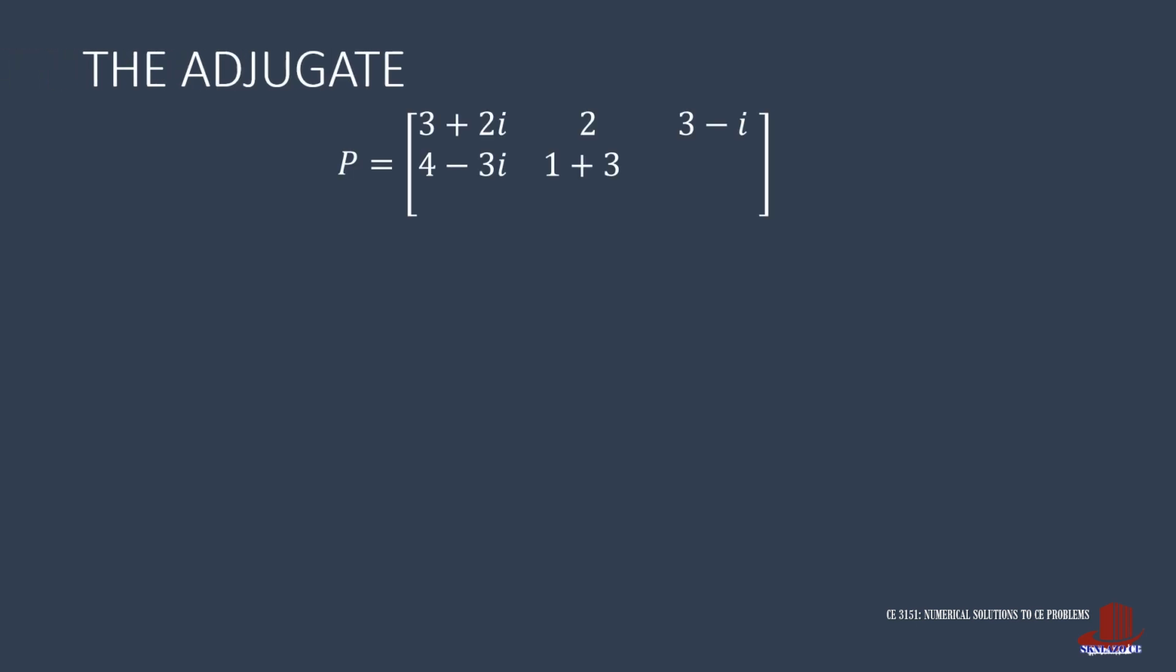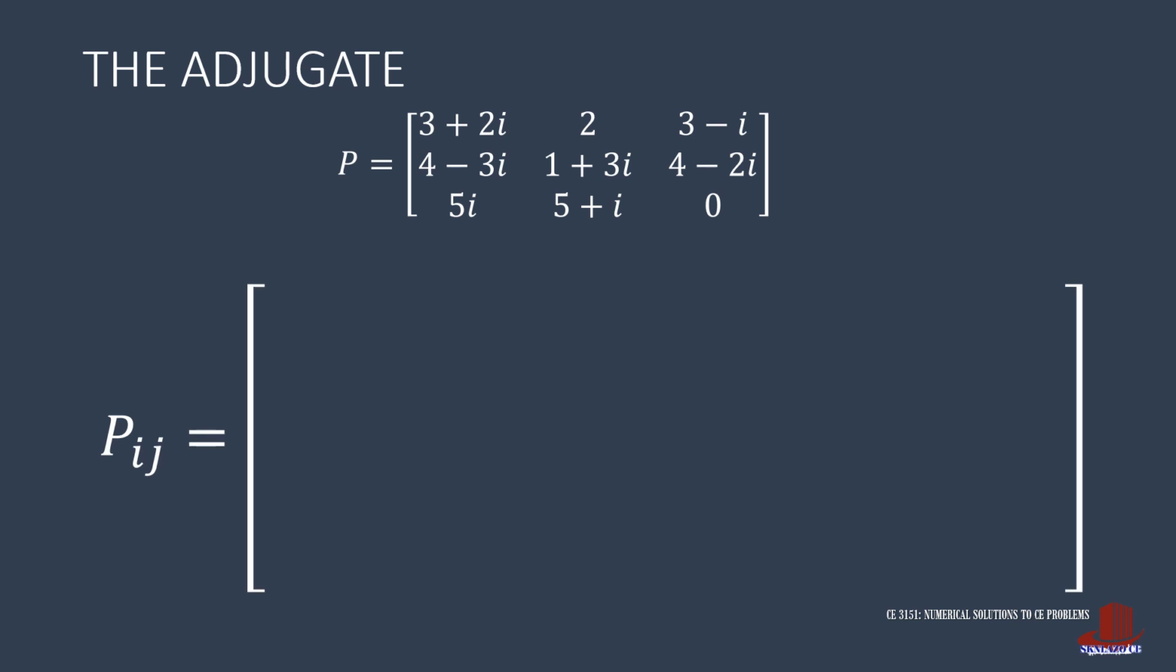In solving for the adjugate of the matrix, there is a need to look for the cofactor first. So just like the previous examples, identify the minor matrix and take the determinant of each element later. By covering row 1 and column 1, the minors for element 1, 1 are 1 plus 3i and 5 plus i, with 4 minus 2i and 0.